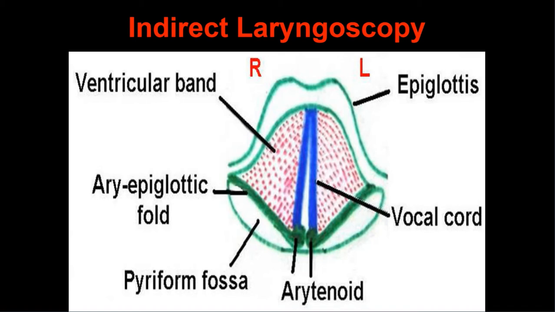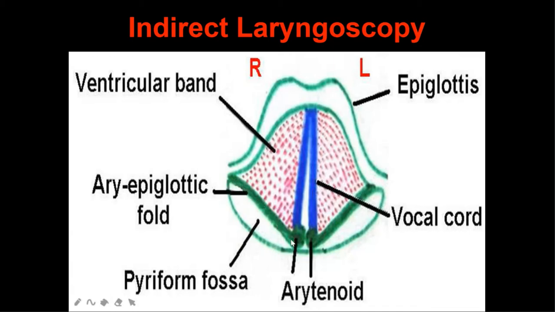For posterior rhinoscopy, we use the bent mirror. For indirect laryngoscopy, we use the straight mirror. So like this, you should draw the diagram of indirect laryngoscopy. These are the ventricular bands, the false vocal cords. These two in the center, the blue colored ones, are the true vocal cords.